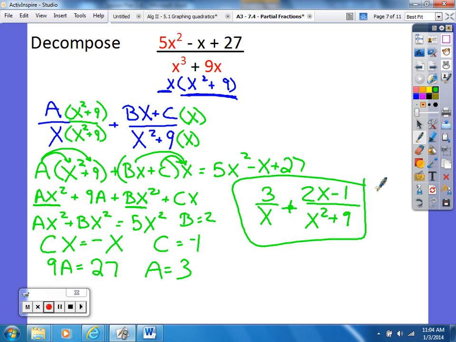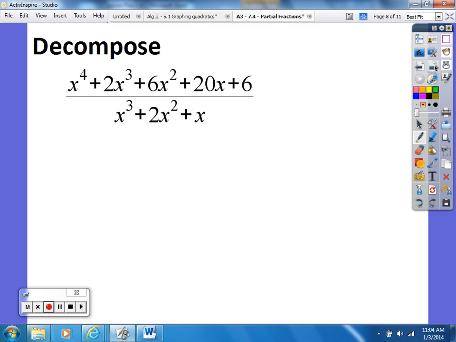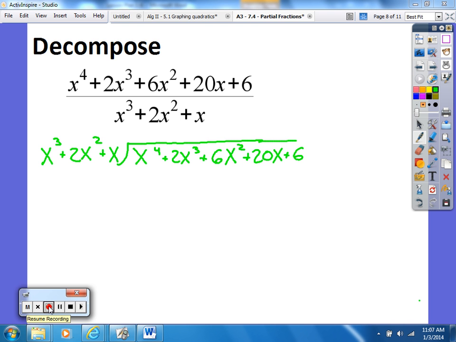Alright, let's go do a different type. The top is bigger than the bottom. You actually need to do some long division here. So I've set up the long division, and I'm going to give you a few minutes to go ahead and work on that. So x cubed times what is x to the fourth?